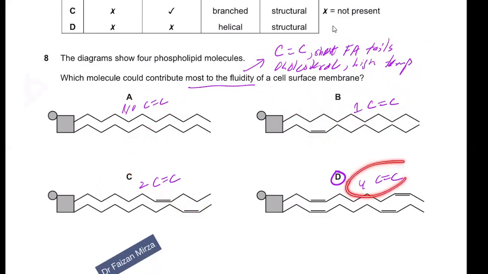But option D has 4 carbon-carbon double bonds, the most. So the more carbon-carbon double bonds there are, the more fluid the membrane will be. Most fluidity will be because of this, and least fluidity because of this. They may reframe the question next time and ask which of these gives the least fluidity. In that case, A would be the answer. But in this case of most fluidity, the answer is D.